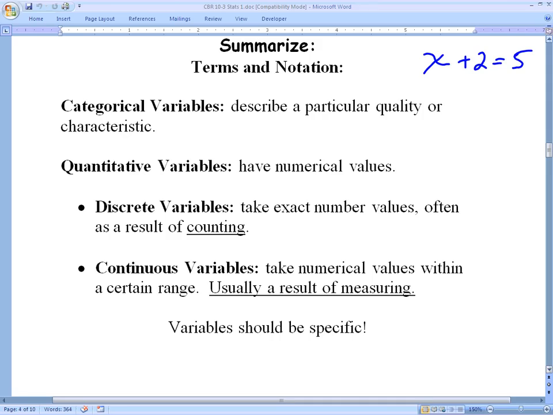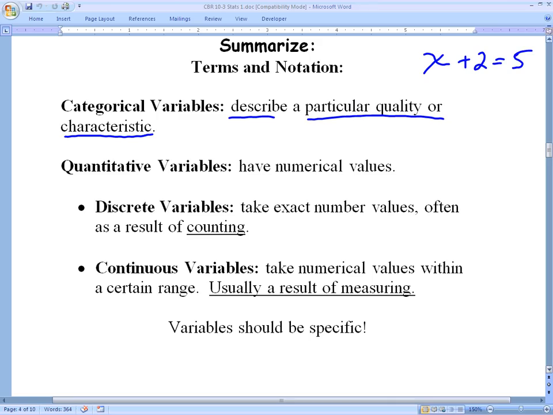Categorical, quantitative, statistical variables are a little bit different. They're like an algebraic variable in the sense that we often use x, and it's also something that represents multiple things. But we want to think of these more like a label. So when we have a categorical variable, it's something that describes a particular quality or characteristic. So it's a description. Such as the color of shirt worn by a student.